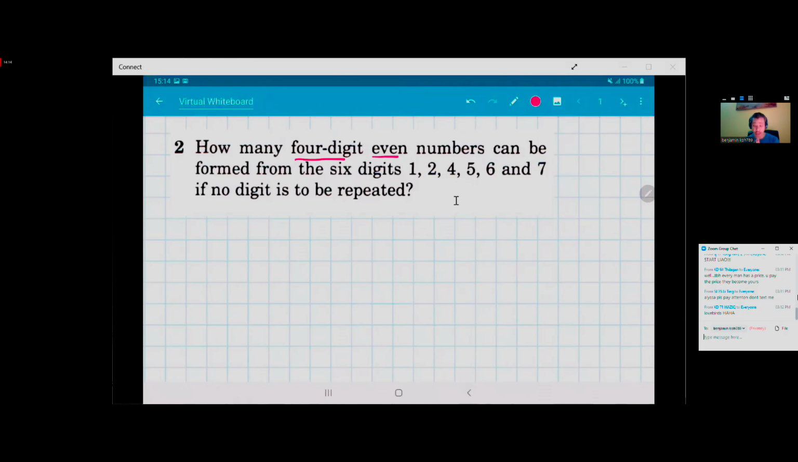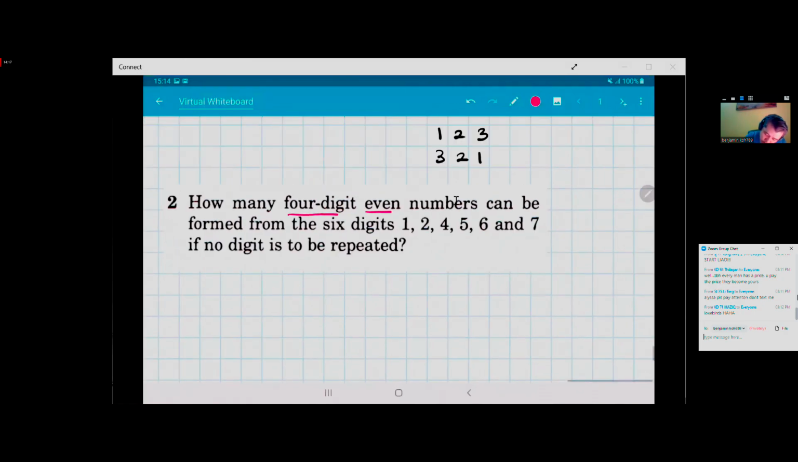So what you have to understand is that when we talk about nombor genap, ataupun even number, what are the even numbers? Well, even numbers are numbers like 2, 4, 6, 8. Kan? So 2, 4, 6, 8, 10, 12, 14. Semua ni nombor-nombor genap. But what you have to know here is that dia bagi 6 digit. There's a syarat, another condition. So you are given 6 digits. Those 6 digits are 1, 2, 4, 5, 6, 7.